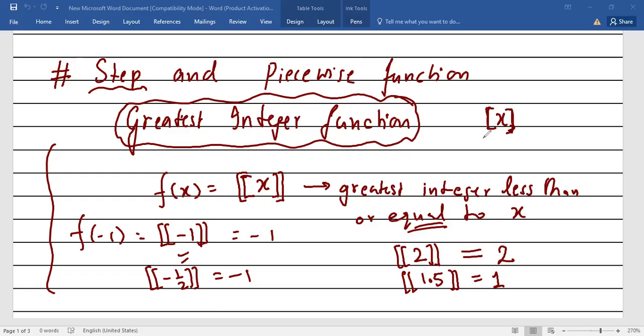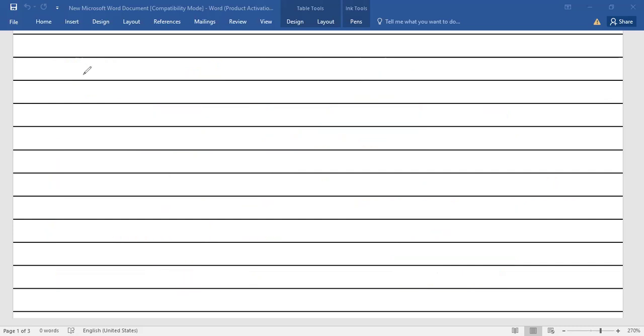So first you write down this, then we will see the properties of this step function. I've written it down. Now this is our step function.